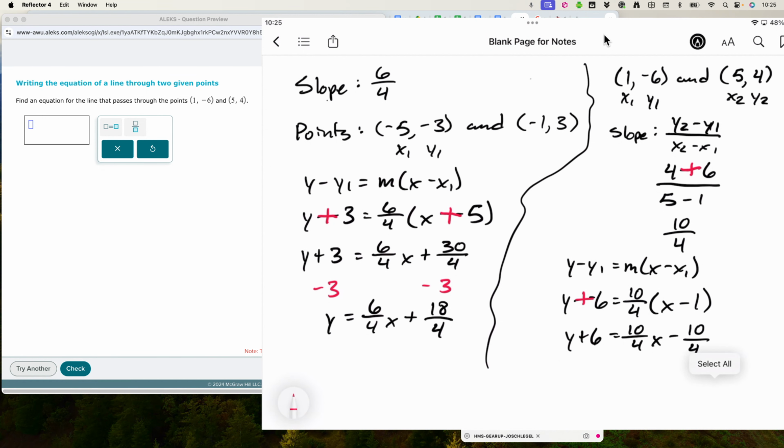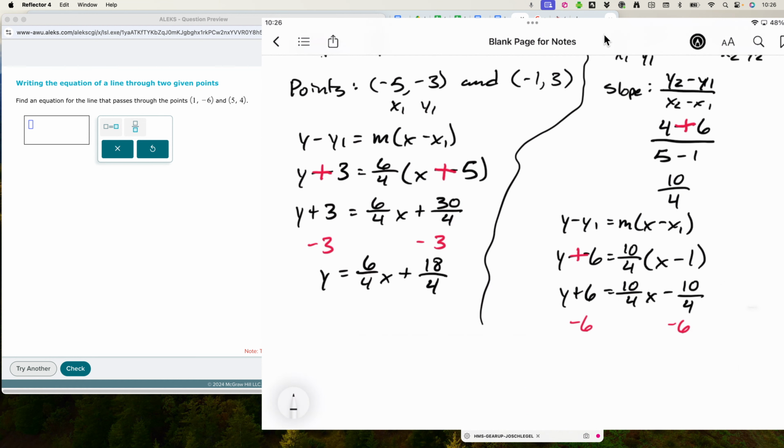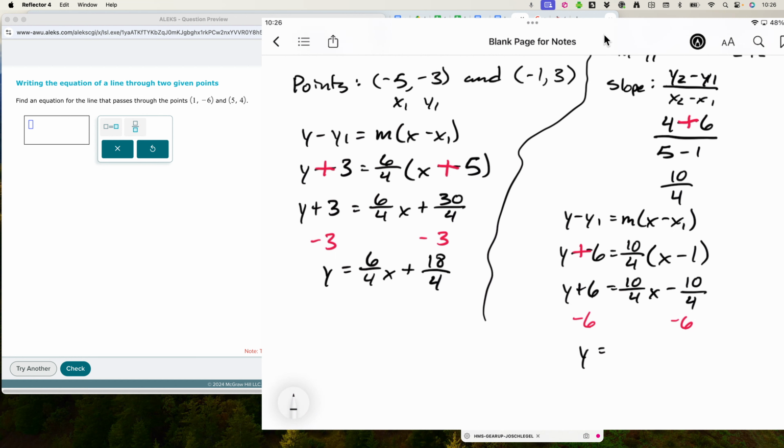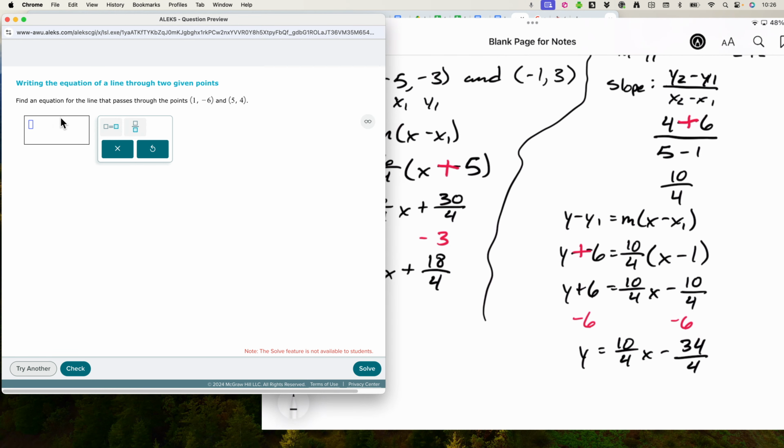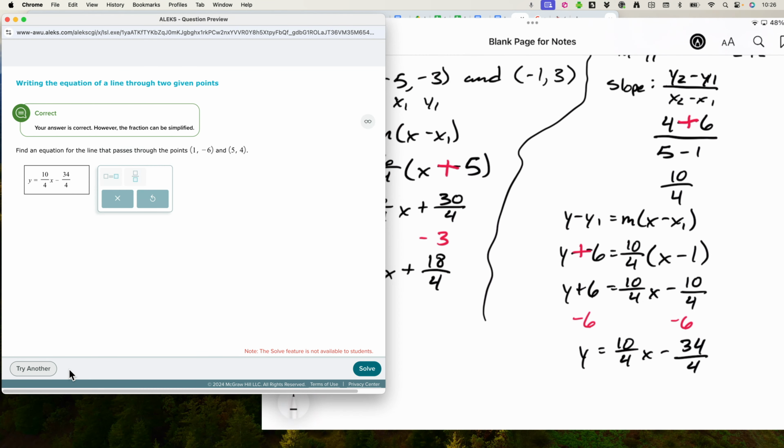We need to subtract 6 from both sides. Calculator work at this point. Y is equal to 10 over 4 x minus 34 over 4 is what we would get. And I could simplify that 10 over 4 and I could simplify 34 over 4. I am not going to. And that's it. I hope this is helpful.